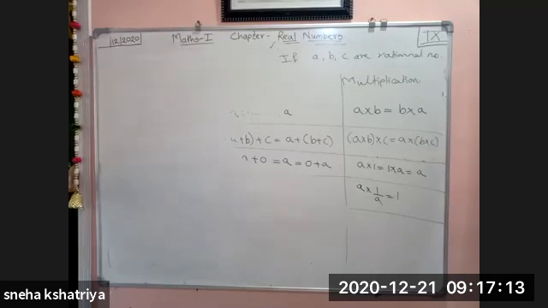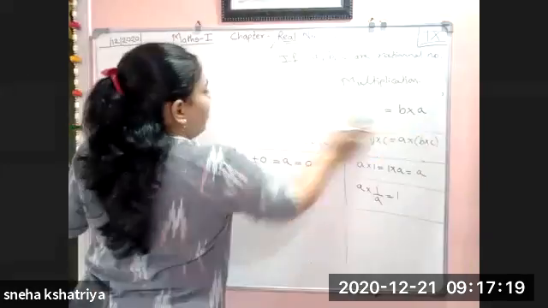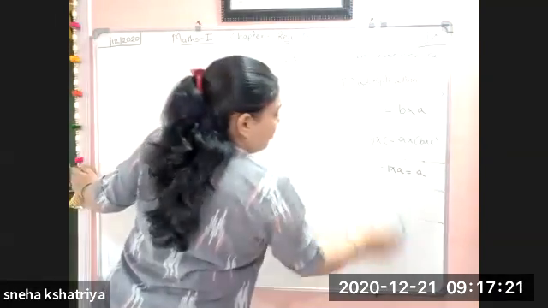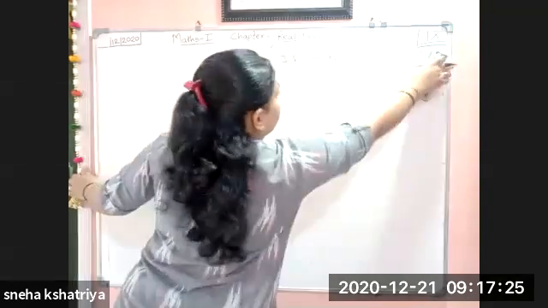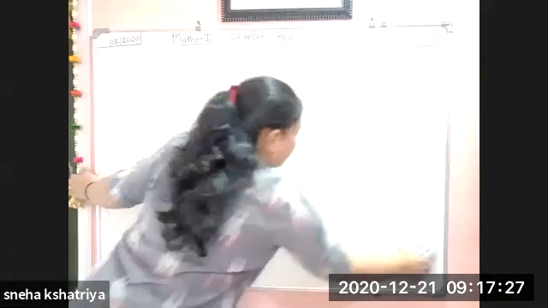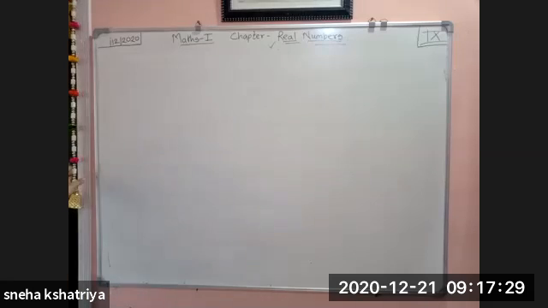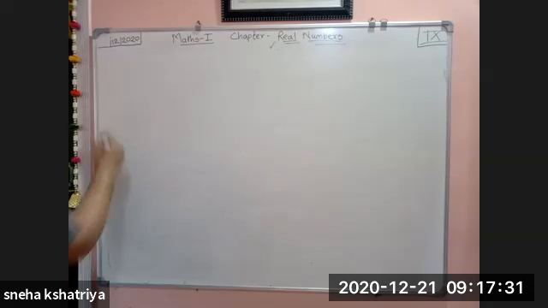Next is the decimal form of any rational number. It is either terminating or non-terminating, or we can say non-terminating means recurring also. Recurring means what? It comes again and again. Okay. Decimal.